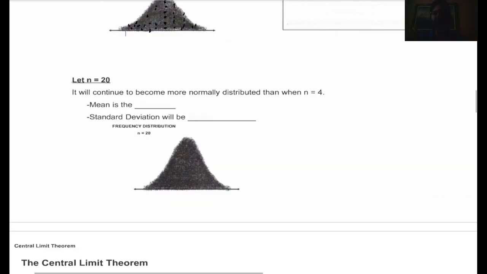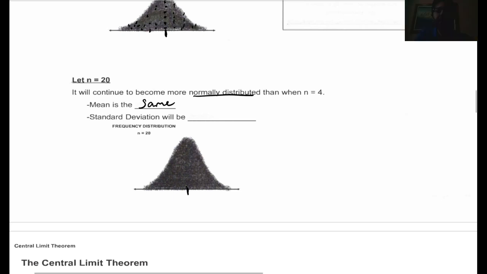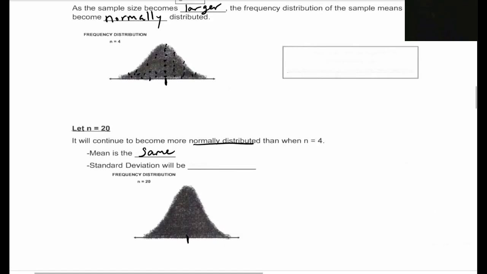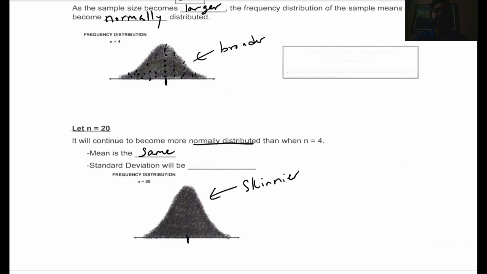If you increase it to n equals 20, the sample size is increasing, then it'll become more normally distributed than when it was n equals 4. The mean is still going to be the same value in the middle, but the standard deviation is going to be different. Notice that this normal distribution is skinnier, and this one is broader and wider. The other one is skinnier.